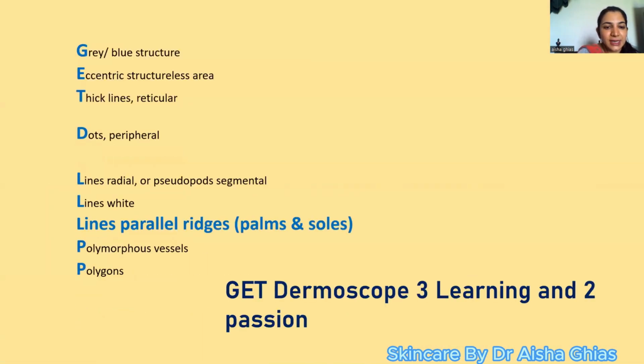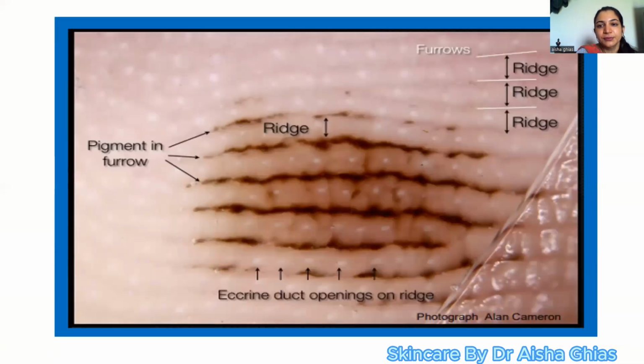So the next clue is lines parallel ridges, in the form of ridges, and these are obviously seen on the palms and soles, because the palms and soles skin is already thrown into folds and ridges. You see, the dermatoglyphics, these are there because of the presence of ridges. So in the ridges, if you see lines parallel, this makes the lesion concerning.